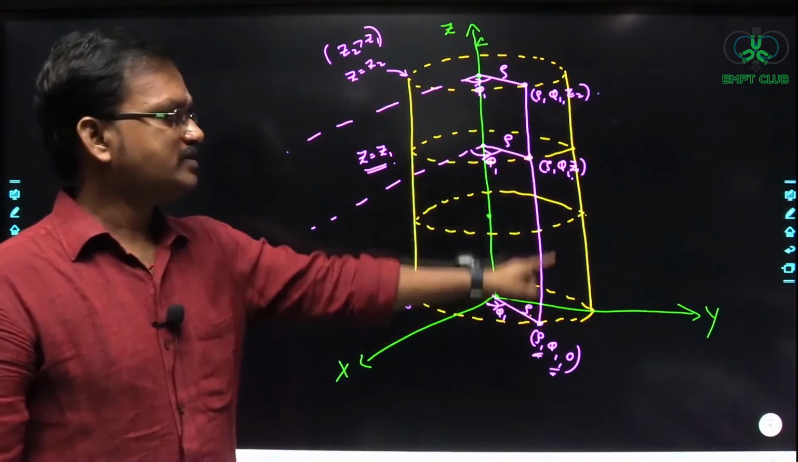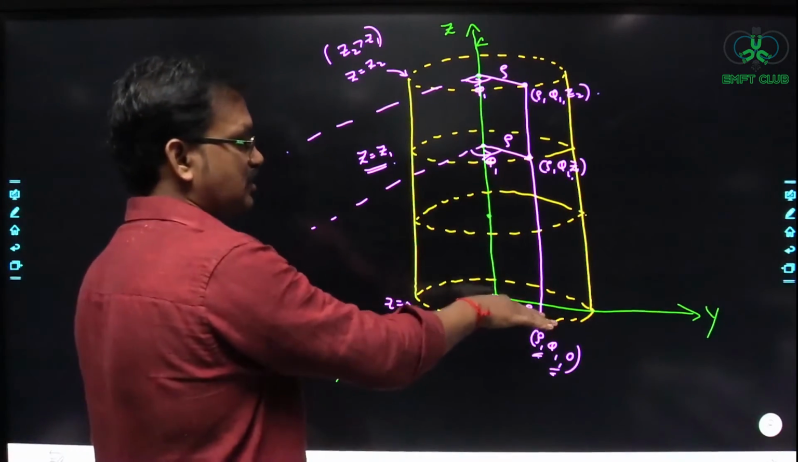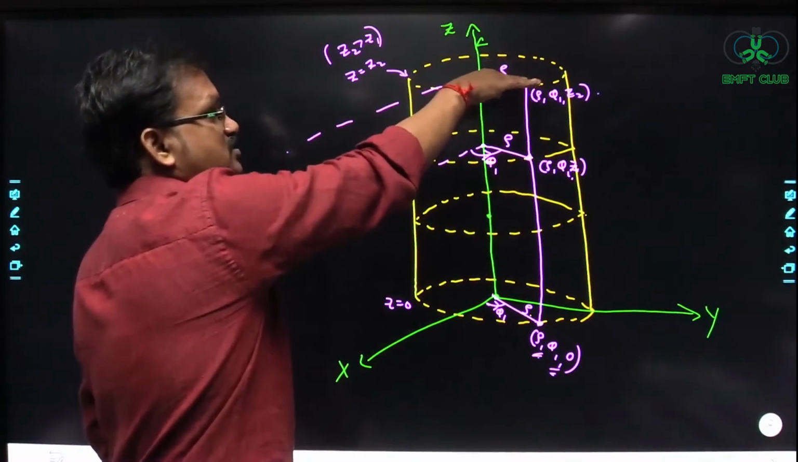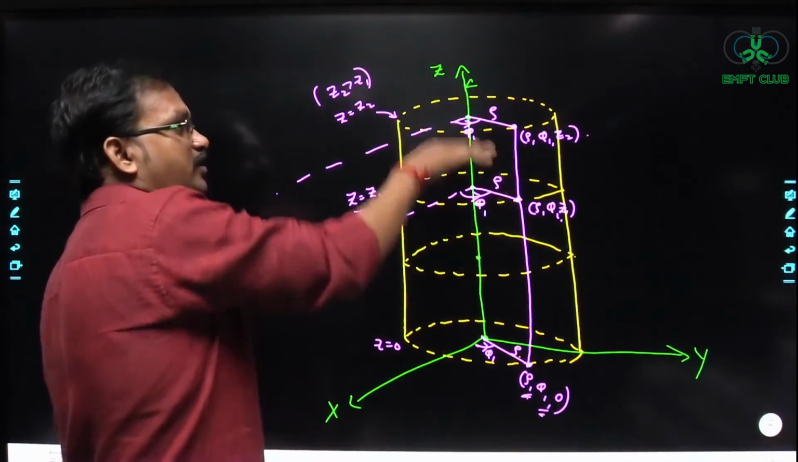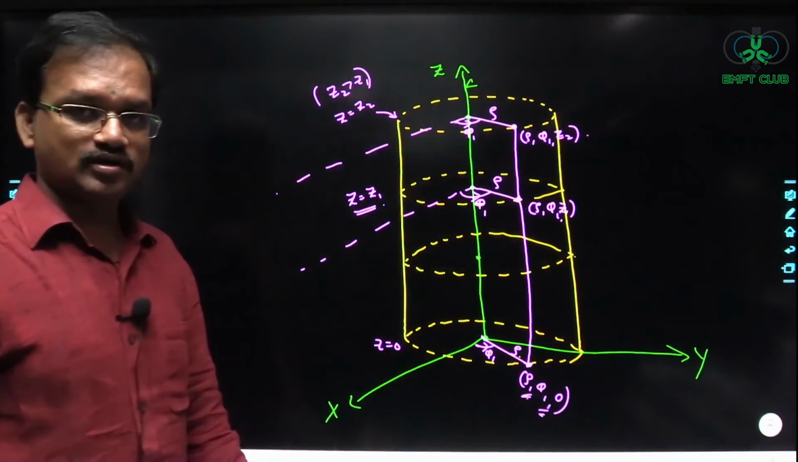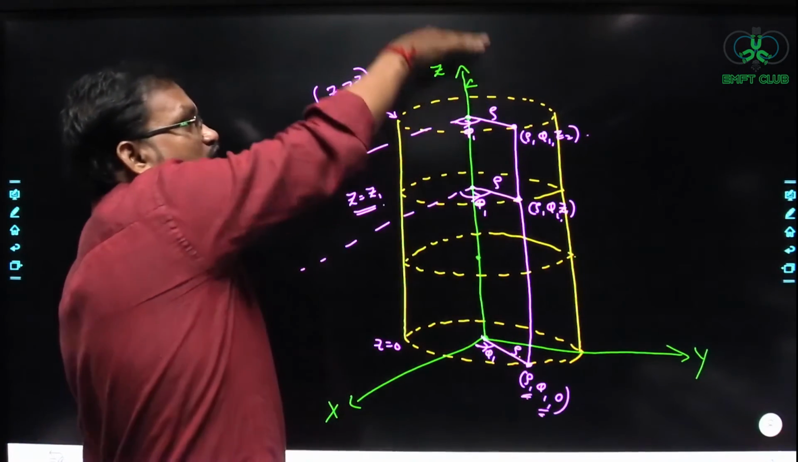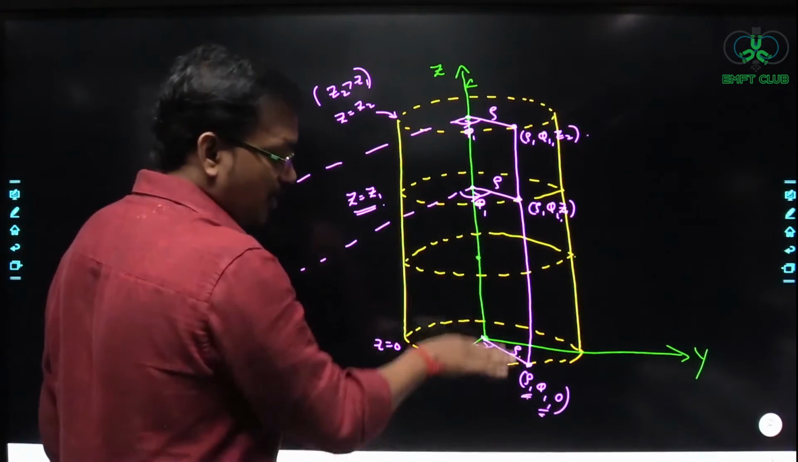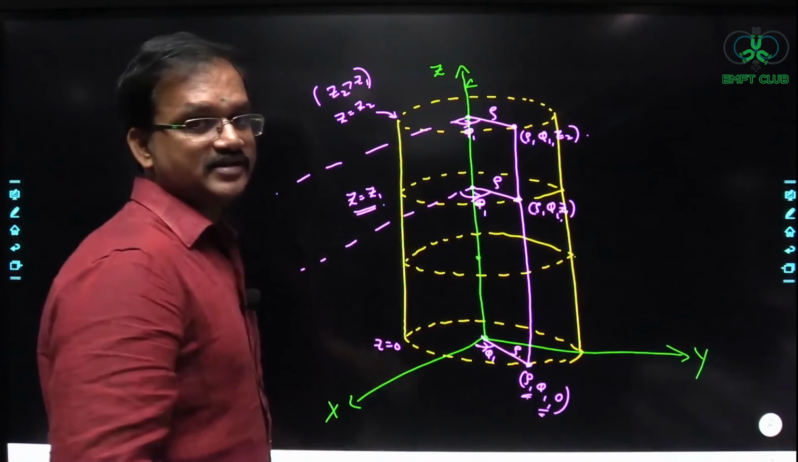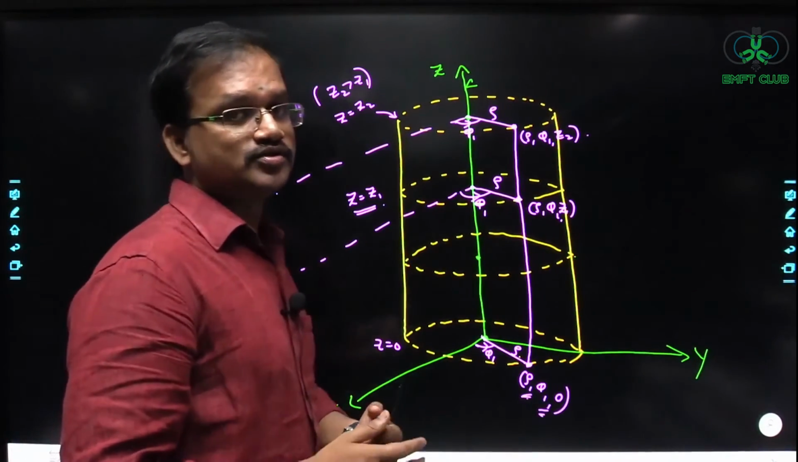What is happening? Only the z value is increasing. As the z value increases, the height of the cylinder is also going to increase, yes or no? You can increase the z value in the upward direction up to plus infinity, or you can increase the z value in the downward direction up to minus infinity. In both cases, the height of the cylinder is going to change.